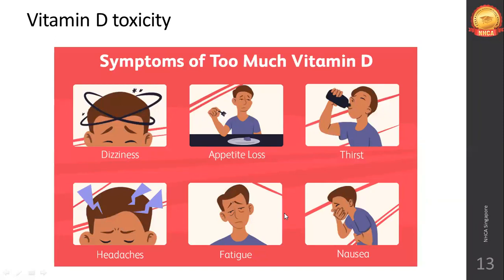Too much vitamin D causes toxicity, hypervitaminosis D: dizziness, loss of appetite, thirst, headaches, fatigue, nausea. How can this happen? When you use vitamin D supplements and overuse them, it could lead to hypervitaminosis D. It will not happen overnight. You have to be taking too much of vitamin D supplements for a specific period of time. Only then can the toxicity happen.